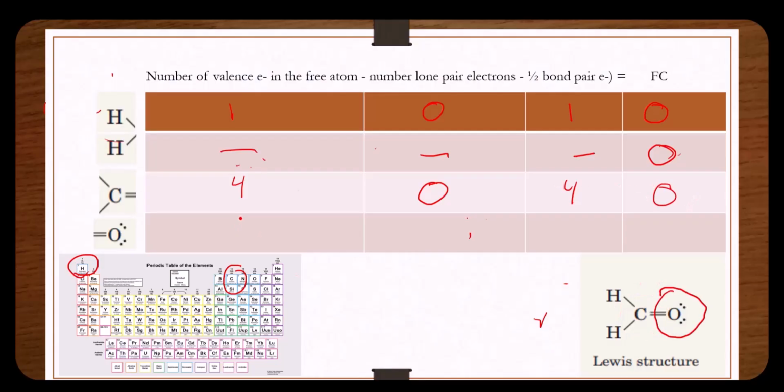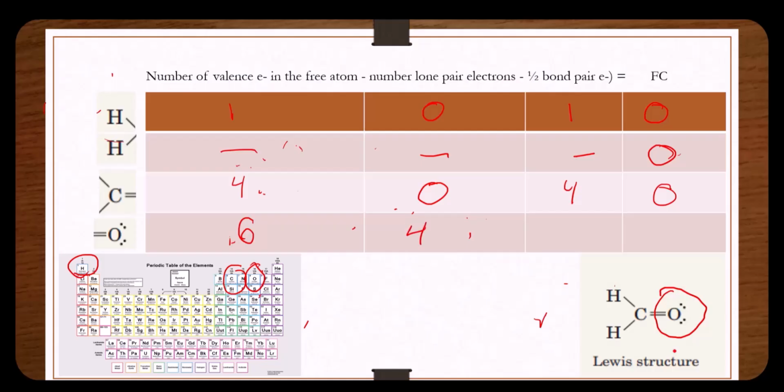We can find the valence electrons of a free atom by going to the periodic table, and oxygen is in group 6, so it has 6 valence electrons. And looking at the molecule, it has 2 lone pairs, and each lone pair has 2 valence electrons, so that would be a total of 4 valence electrons.